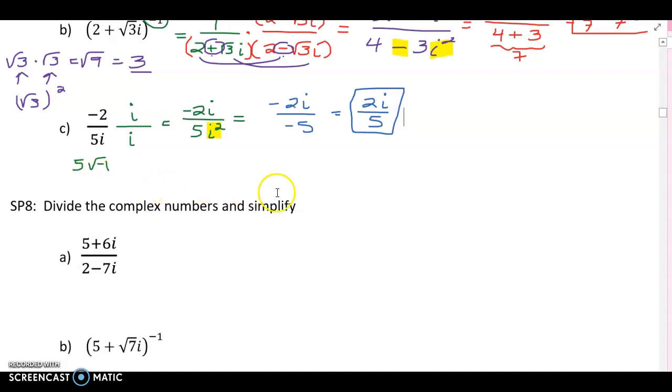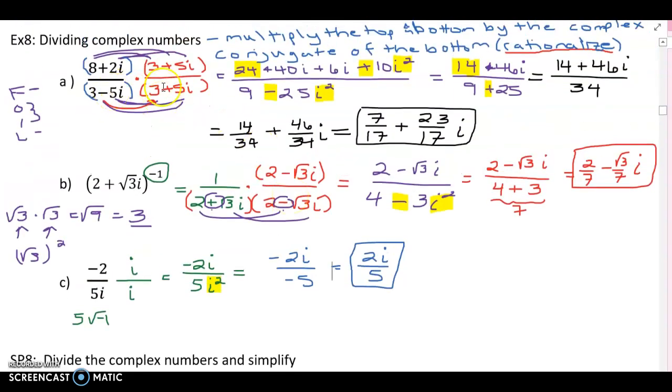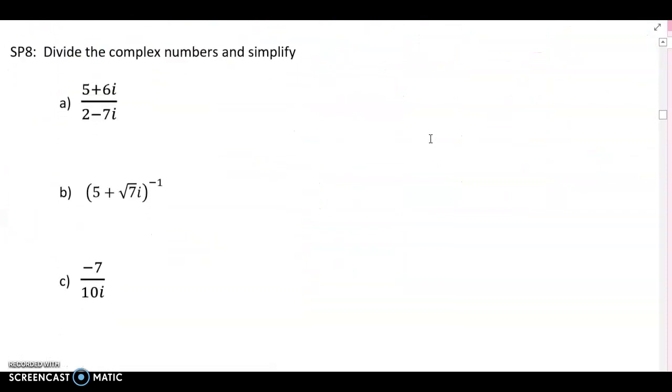Okay, that's it. So complex conjugate, the opposite sign on the denominator, it zeroes out the middle, which gives us just an integer on the denominator, and then you clean it up and write your answer. Go ahead and try SP8 by pausing the video, and I will write the answers down so you can check yourself.